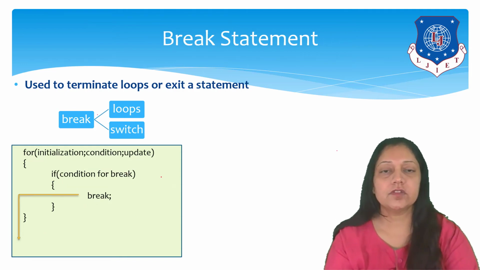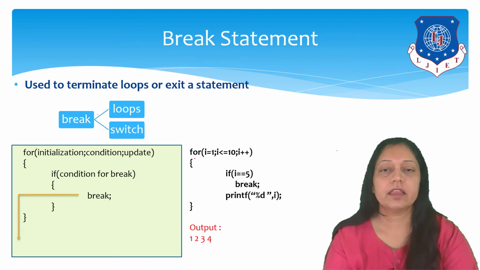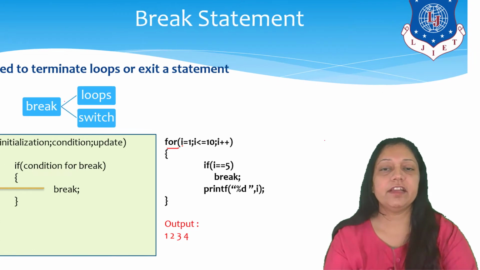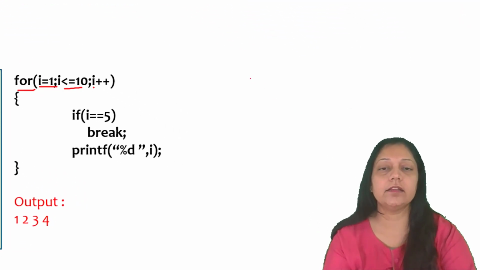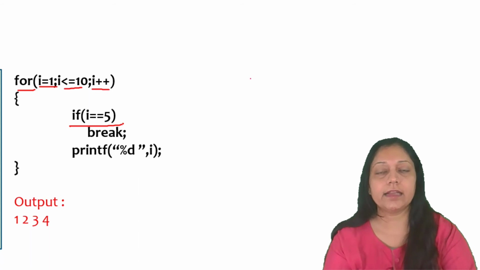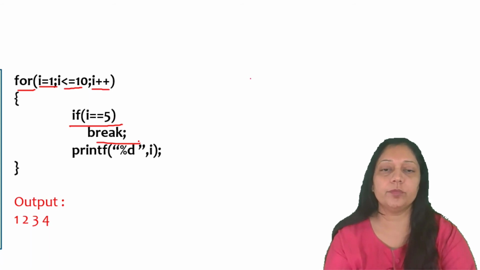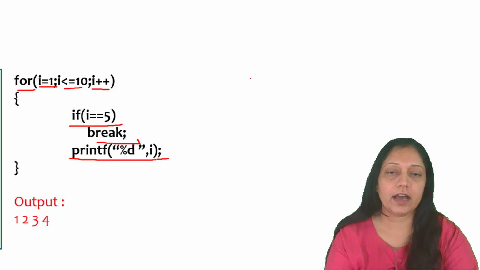Let's see this particular format of the break statement using a simple example. I have a for loop where I have initialized the value of i with 1. My condition is i less than or equal to 10 and I'm updating the value of i by 1, so i plus plus. Inside the for loop, I have kept one condition. If the value of i is equal to 5, then execute break. If the condition is false, that is i equal to 5 is false, then print the value of i.